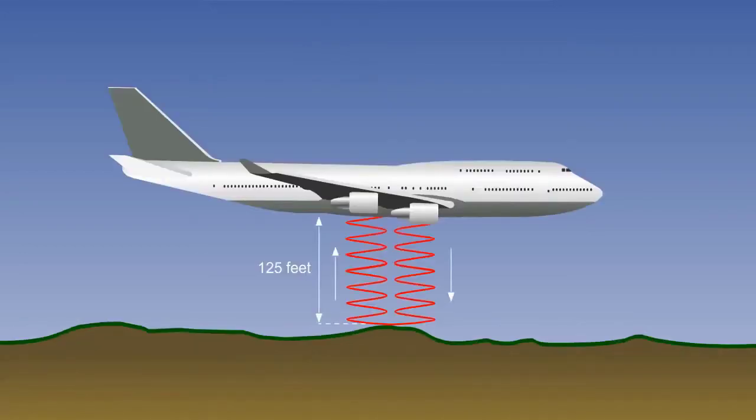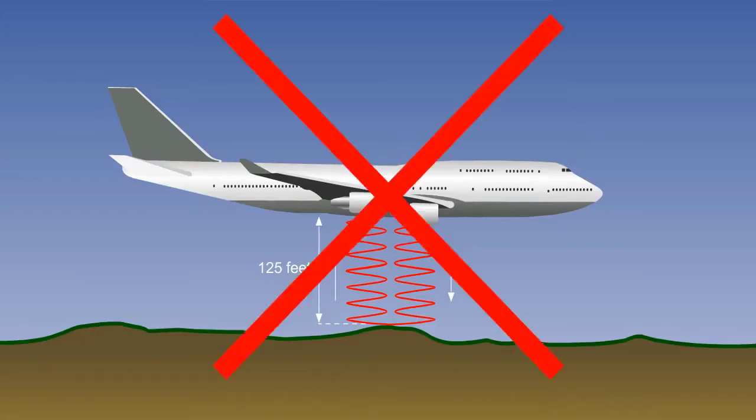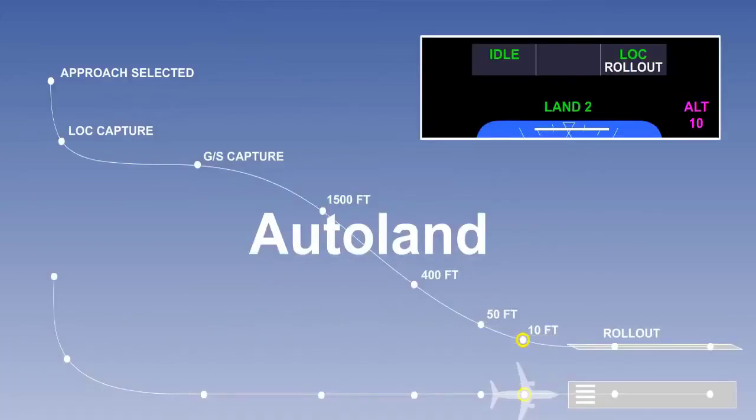This would mean that, as the aircraft descended and eventually reached 125 feet, the leading edge of the returned echo would be received whilst the trailing edge of the transmitted signal was still being sent. This would give us a minimum measurable height of 125 feet. This is no good to us. The Autoland system needs to receive the signal to initiate a flare right down to 10 feet. Pulse radar is not suitable.